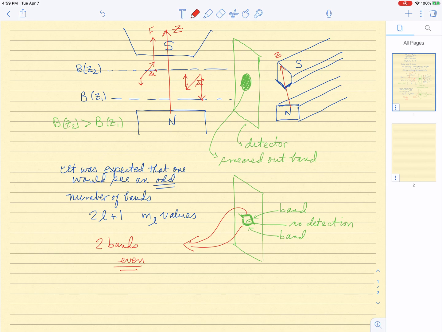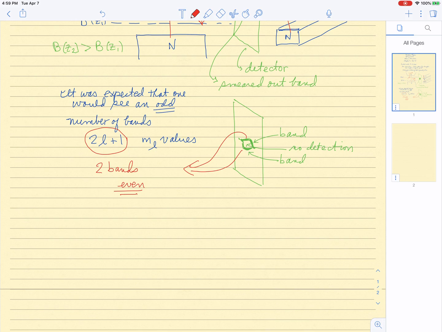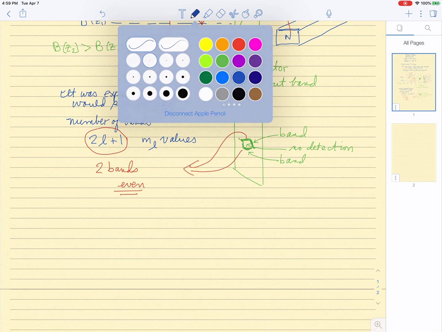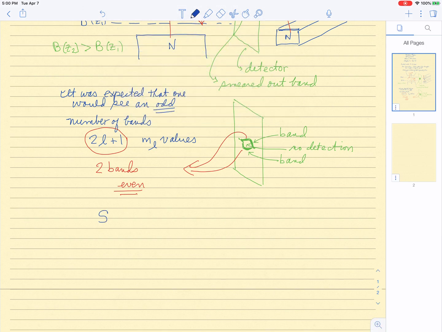So I had to explain this somehow. And so again, going back and by analogy, if there were 2L plus 1 values of m_l for the orbital angular momentum, then they postulated that the spin on the electron is one half, which would give then 2s plus 1 m_s values.